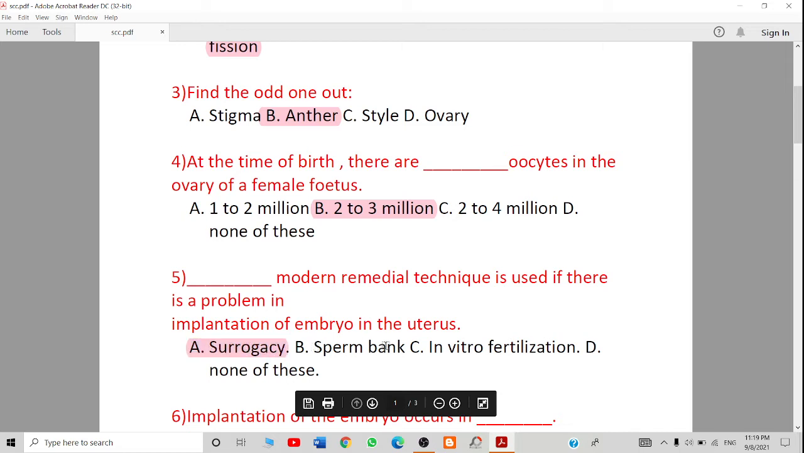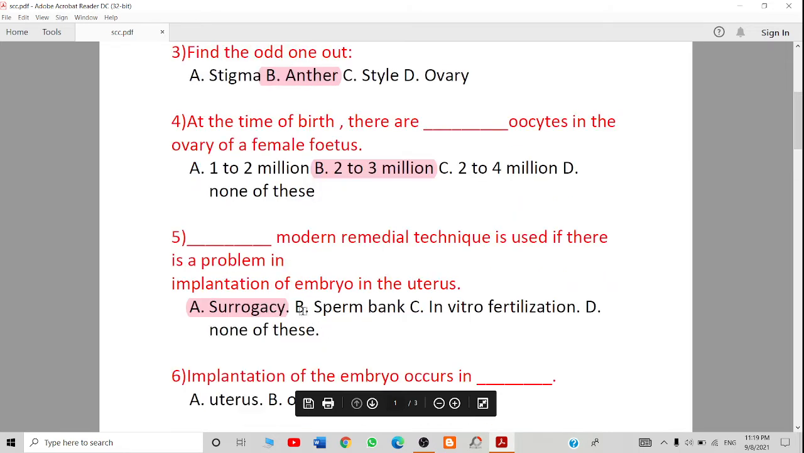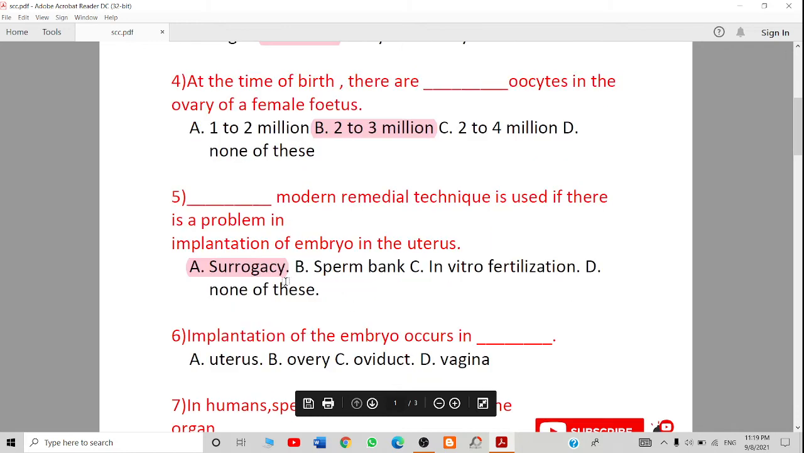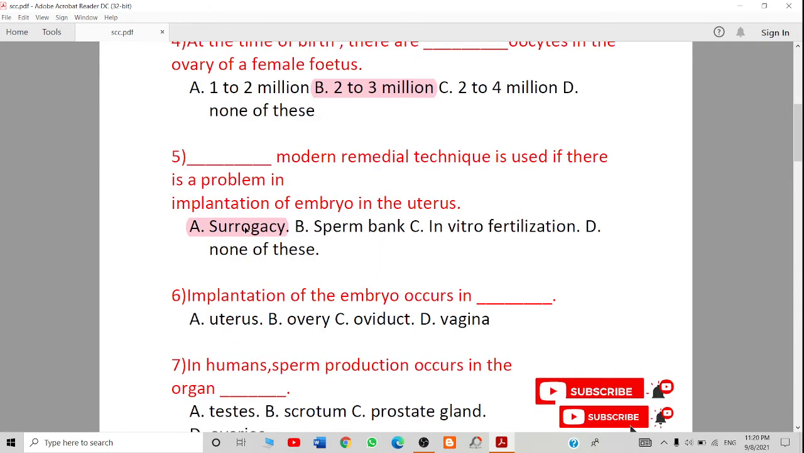But let us know about the other options too. The second is sperm banks. In sperm banks, the sperm comes from the male. Then IVF occurs in both. If there are problems in the development of the zygote, then D is none of these. So the answer is surrogacy.